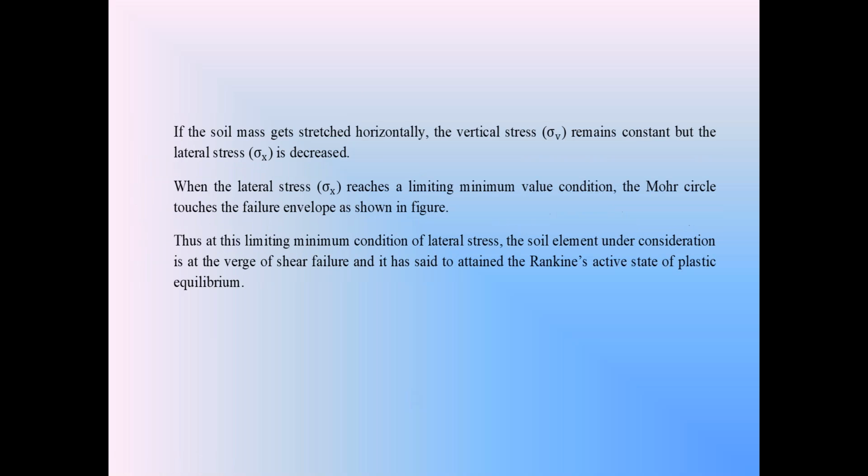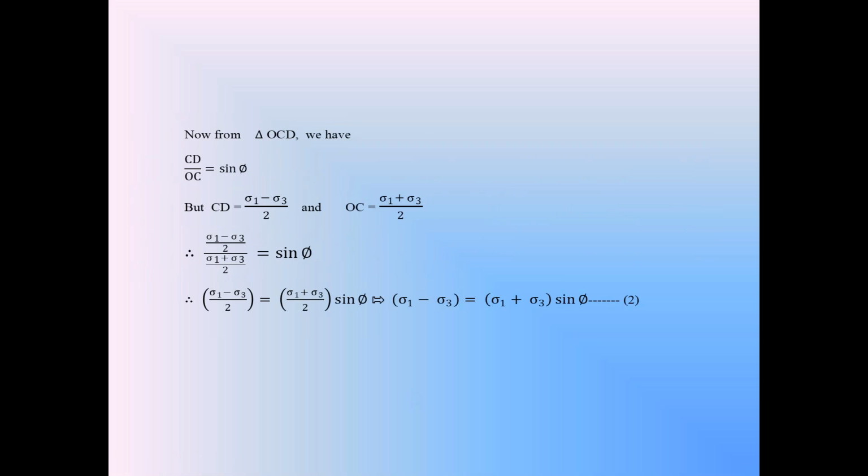So we consider the right angle triangle OCZ in the Mohr circle. In the right angle triangle OCZ, cos I is equal to adjacent side OG divided by hypotenuse OC. So OG is equal to OC cos I, but the length OC is equal to (sigma 1 plus sigma 3) by 2. So OG is equal to (sigma 1 plus sigma 3) by 2 into cos I. Then sin I is equal to opposite side CZ divided by hypotenuse OC. So CZ is equal to OC sin I, (sigma 1 plus sigma 3) by 2 into sin I.